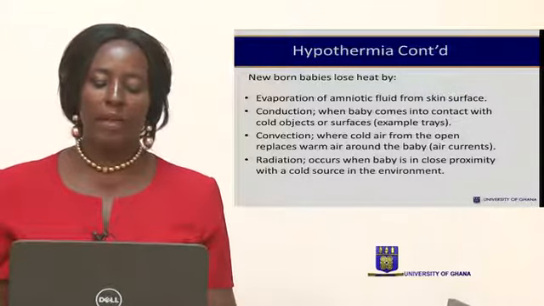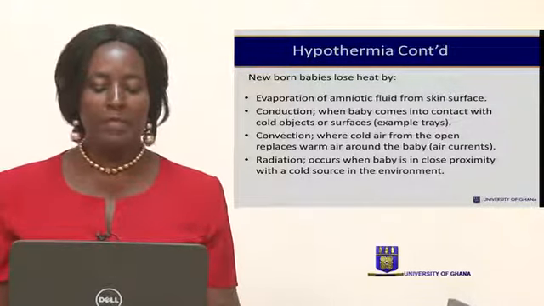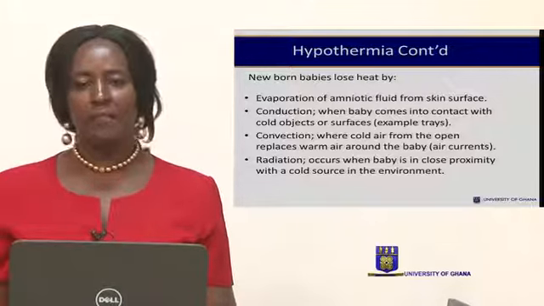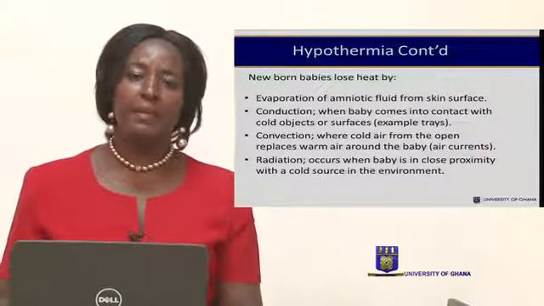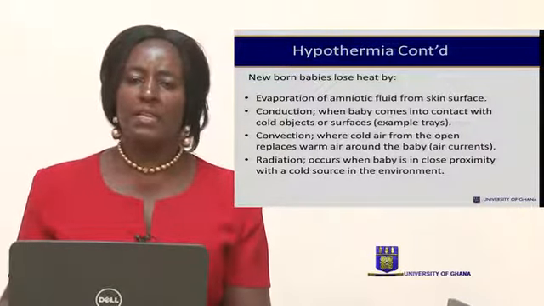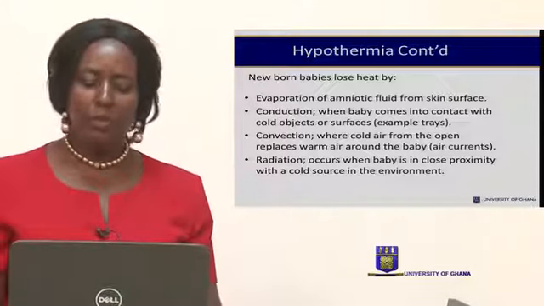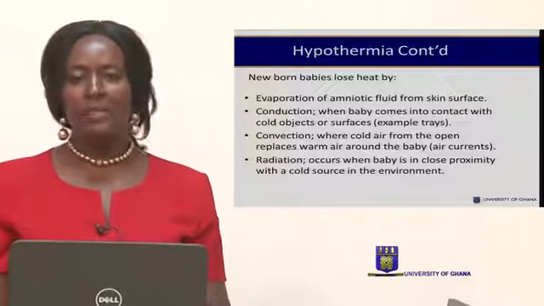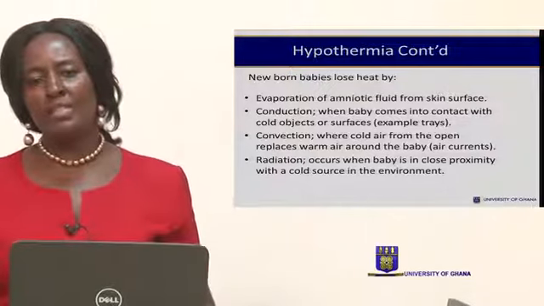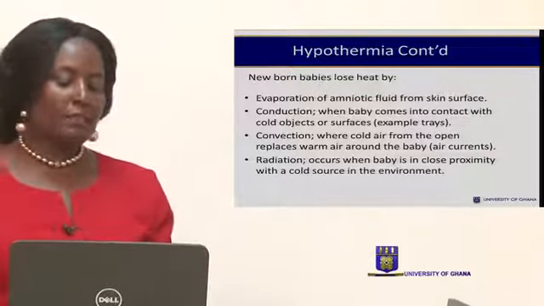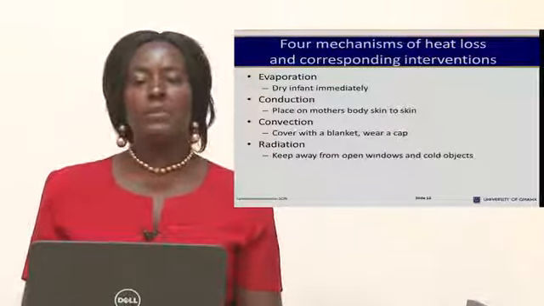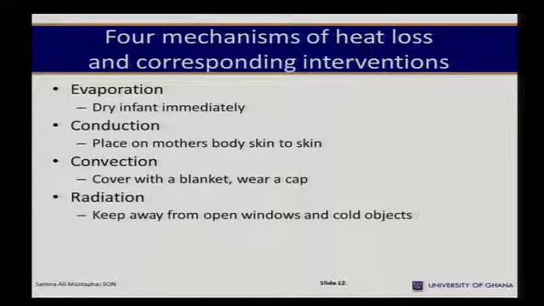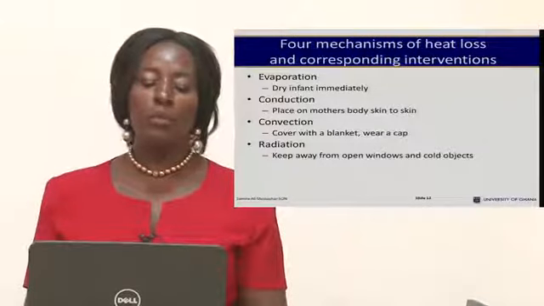And then radiation occurs when the baby is in close proximity to a cold source in the environment. So if the room has cold sheets and things and the baby is there, the baby would lose heat to the environment. It's very important that we ensure the place where the baby is doesn't have air conditioning, because it can be a source of heat loss to the baby. So the 4 mechanisms by which the baby loses heat are the same 4 mechanisms that we can use as interventions to promote heat.